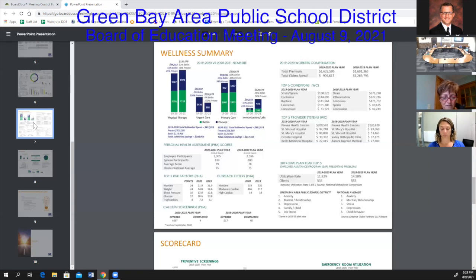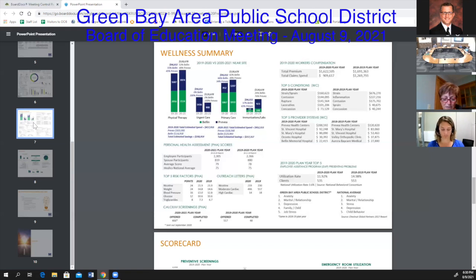The top 5 risk factors in there: nicotine, weight, blood pressure, glucose, and triglycerides. The total points that are awarded in each of those categories, and then the points in an aggregate that the population got 2019 over 2020. In all categories, if it did not remain the same, there was a slight tick upwards. We would assume the population's moving in the right direction from that.